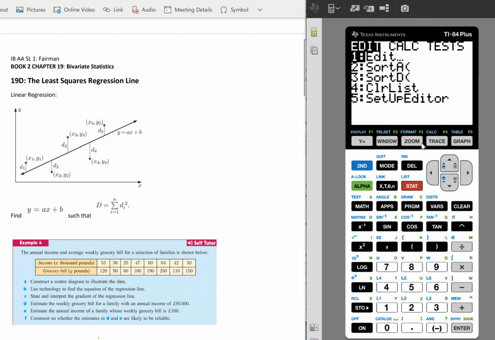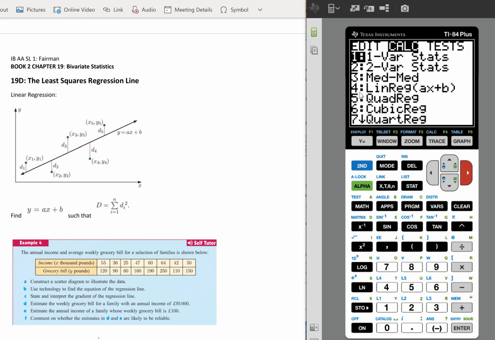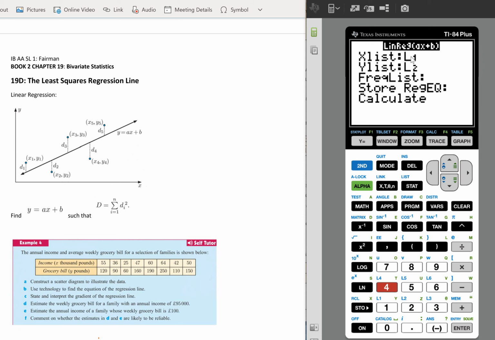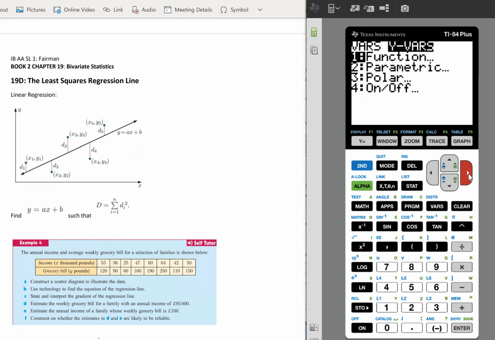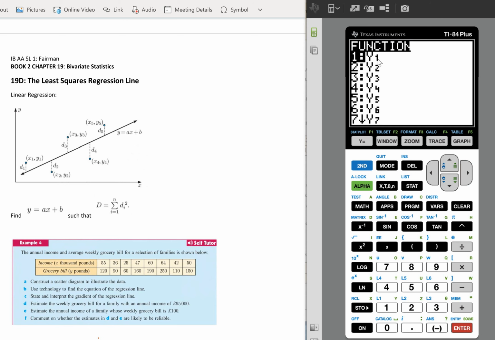All right, next thing I'm going to do, go back to stat. I have my data in the appropriate places. I'm going to calculate, doing the lin reg. That's number 4, lin reg. So I hit 4. My data is in L1 and L2. It is not a frequency list. And here's how I get the line to graph. I need to tell the calculator where to store the equation. So I hit vars to choose the location. I hit y vars for y variable, and I choose function, which is number 1. So I hit enter. And then I put it in Y1.